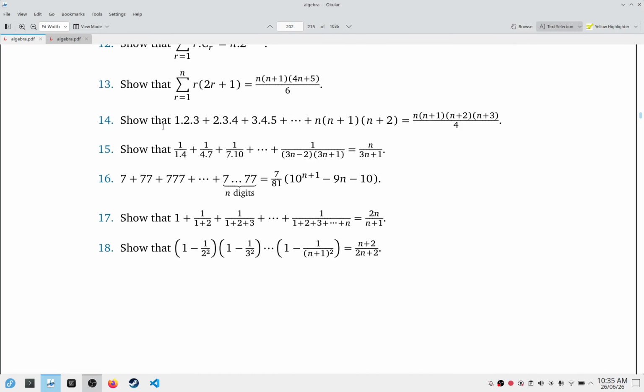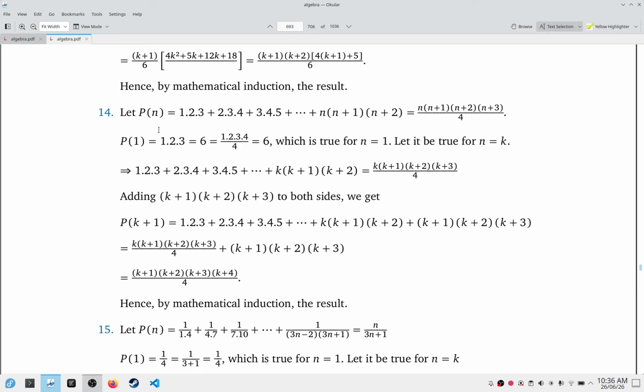And then we have question 14, which says show that 1 times 2 times 3 plus 2 times 3 times 4 plus 3 times 4 times 5 up to n times n plus 1 times n plus 2 is equal to n times n plus 1 times n plus 2 times n plus 3 by 4. So we let this given expression be Pn and put n is equal to 1. So 1 times 2 times 3 is equal to 6, which is equal to 1 times 2 times 3 times 4 over 4, which is equal to 6. So it is true for n is equal to 1.